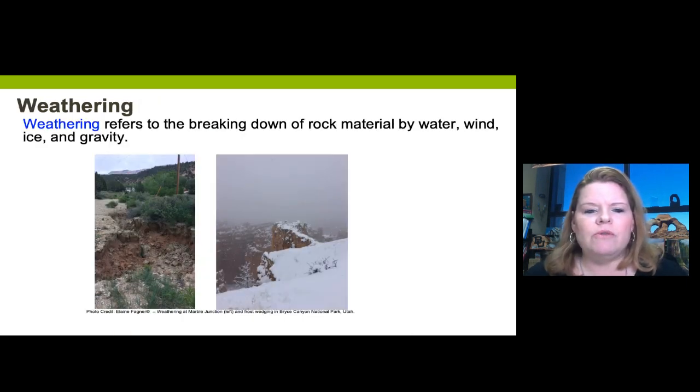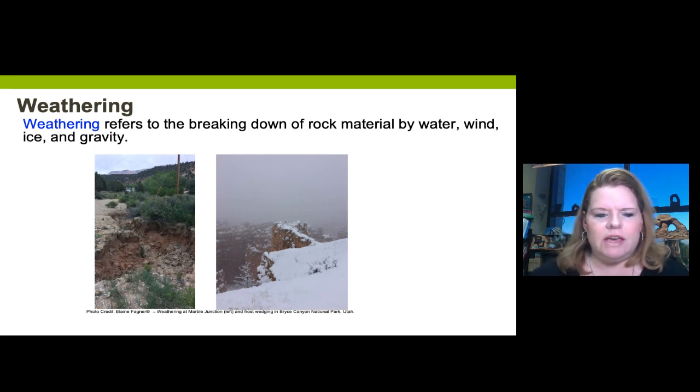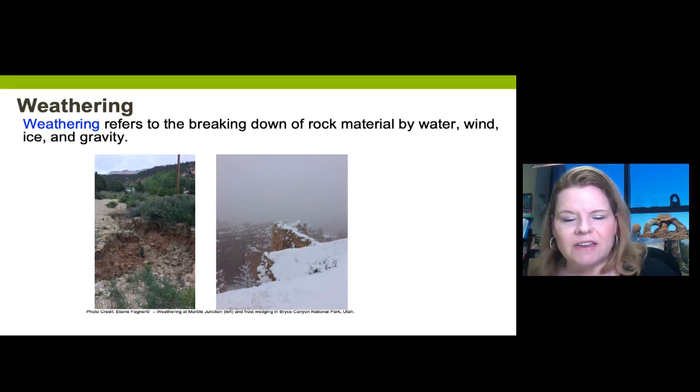So weathering refers to the breakdown of rock material by wind, water, ice, gravity. So in this particular case over here, we have some weathering and some erosion going on where water and gravity has been creating a gully and it's eroding out. So when materials are actually moved out of an area, that's erosion. When they break down, that's weathering.